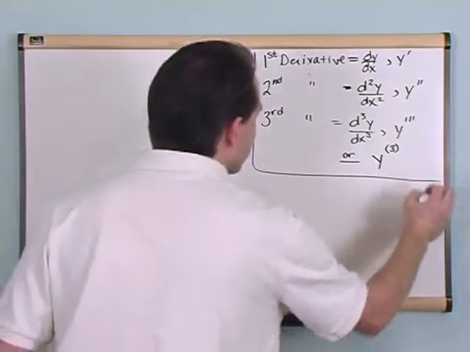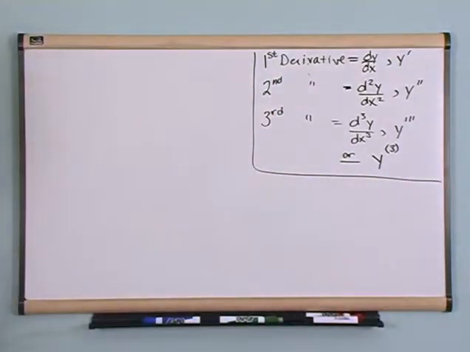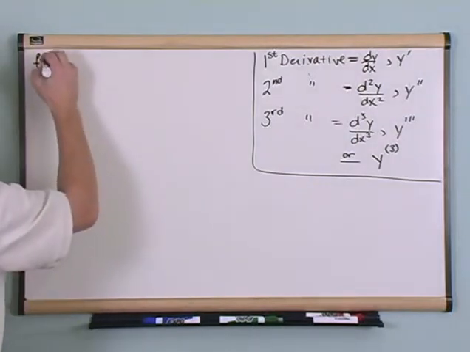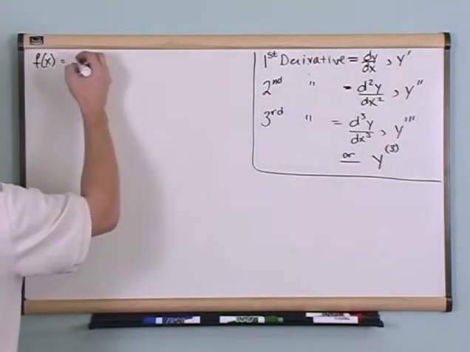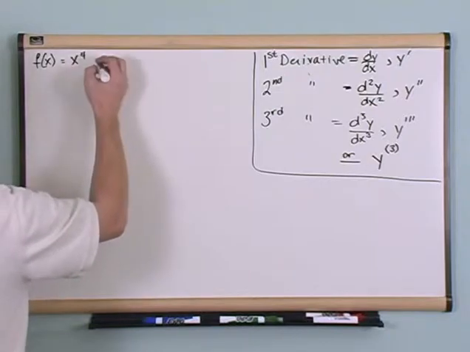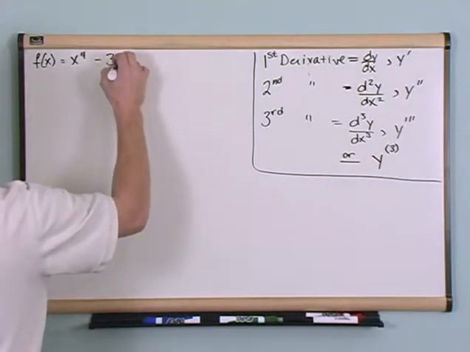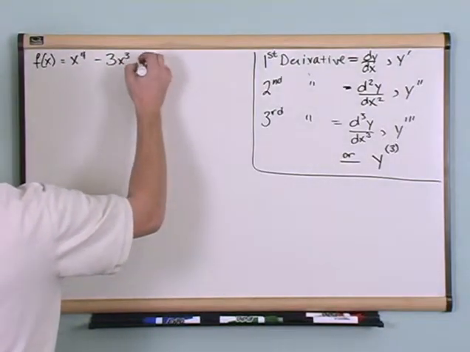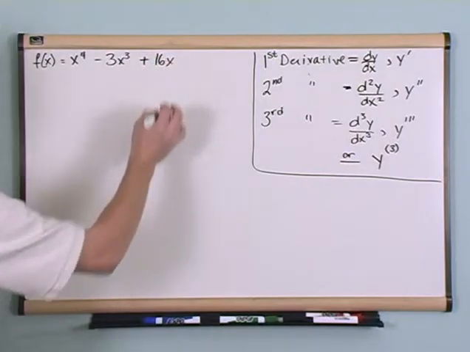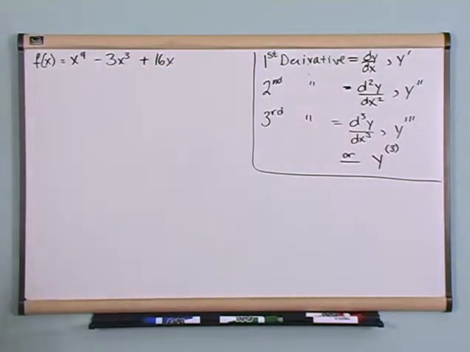Now we're going to work a few problems to illustrate this in the most general sense. So what if you have f of x is equal to x to the fourth power minus 3x to the third power plus 16x? And the question is, find the first and the second derivative of this function.